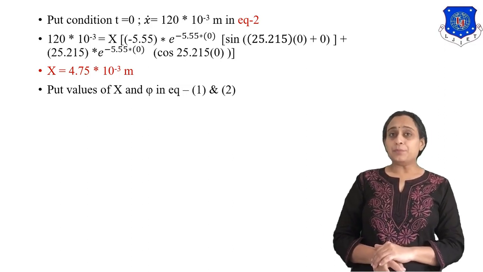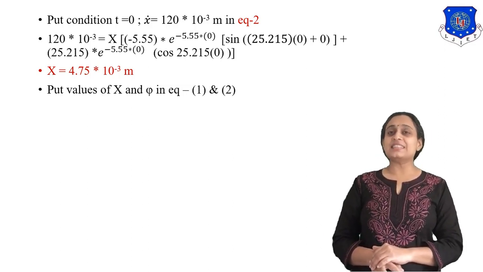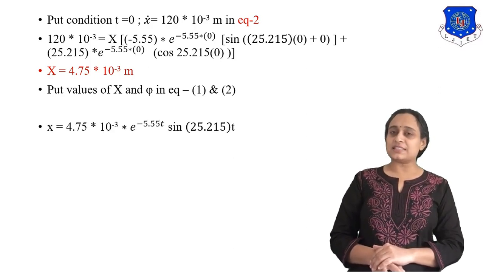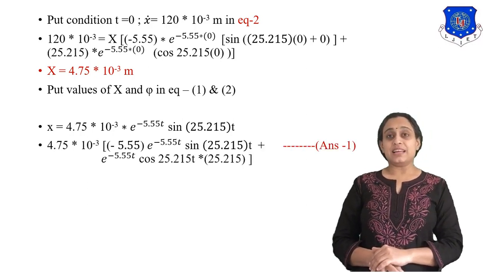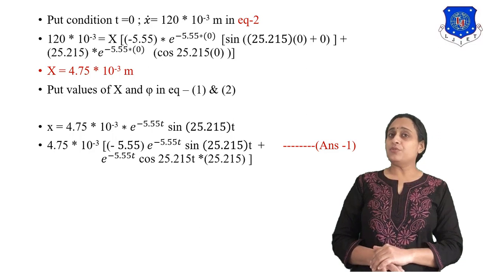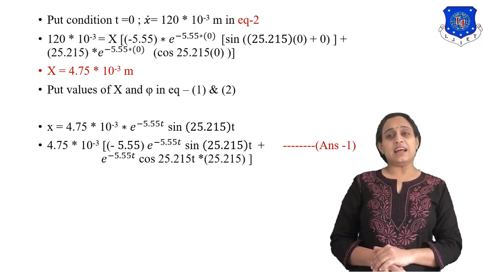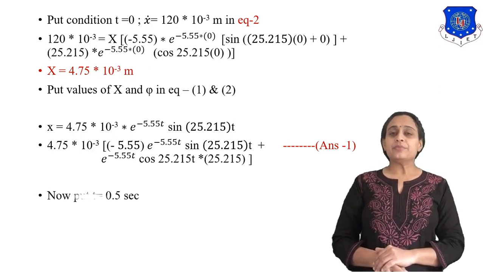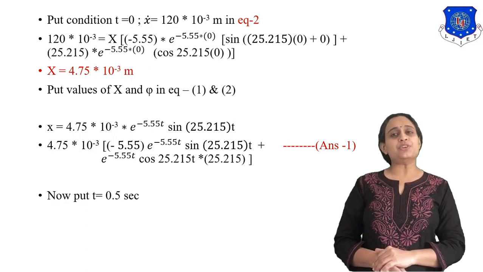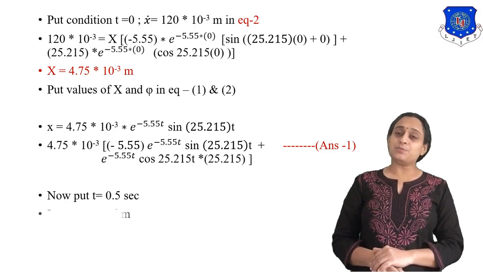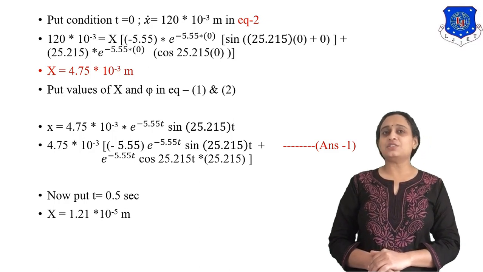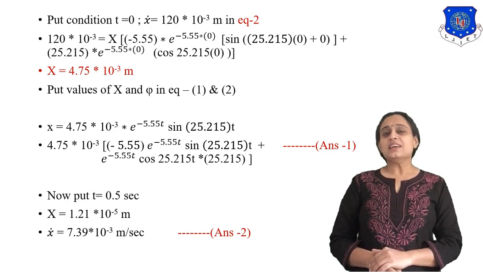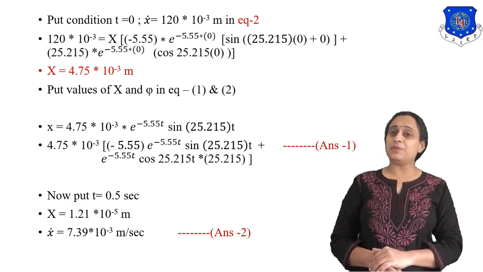Now by putting the values of x as well as phi in our equation number 1 and 2, we will get the answer of x in the form of t, as well as the answer of x dot in this form. So this is our answer as a function of time t. Now let us put the time t as 0.5 second. We will get the final answer of x as 1.21 into 10 raised to minus 5 meter, and x dot as 7.39 into 10 raised to minus 3 meter per second.